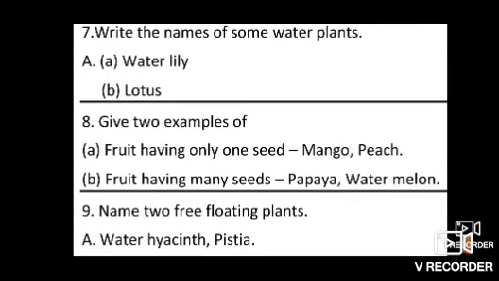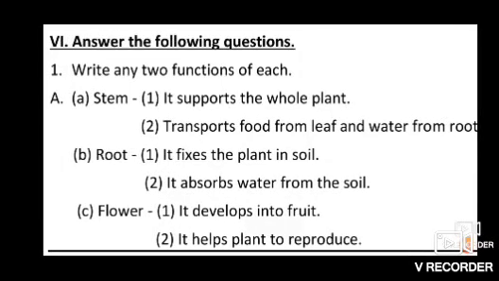Then write the names of some water plants. Water lily and lotus. Give two examples of fruit having one seed. Only one seed, mango, peach. Fruit having many seeds, papaya, watermelon. Name two free floating plants, water hyacinth and pistia.